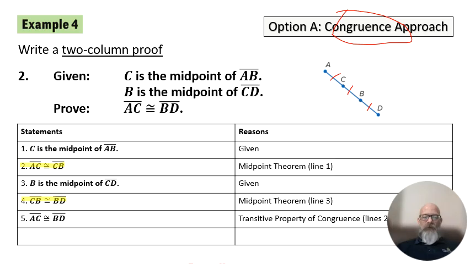It's already pretty. It just happened to land that way. AC is congruent to CB. CB is congruent to BD. Therefore, AC is congruent to BD.